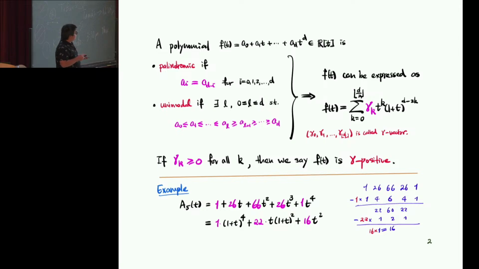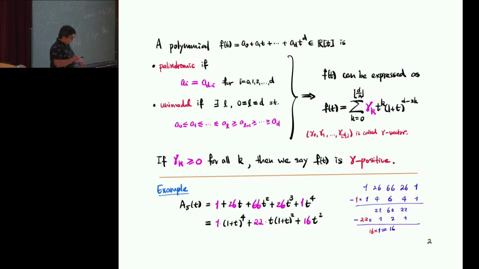When we have a palindromic polynomial, f of t can be uniquely expressed in this form. This is usually called the gamma expansion of your polynomial, and the coefficients gamma k here are usually called the gamma vector, which will be mentioned in a talk later today. If the coefficients inside the expansion are all non-negative, then we call this polynomial gamma positive, or gamma non-negative.